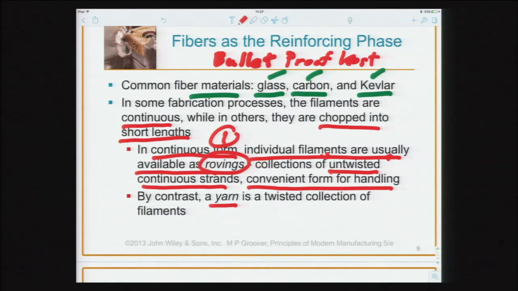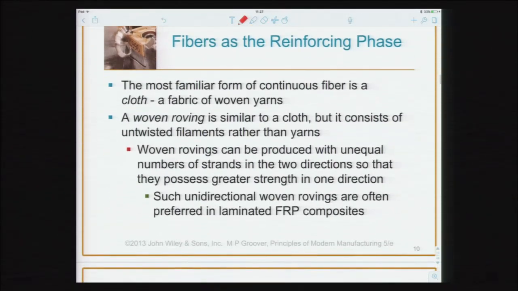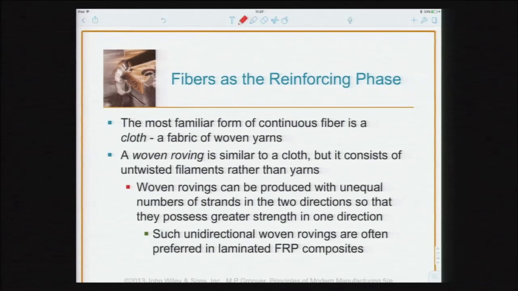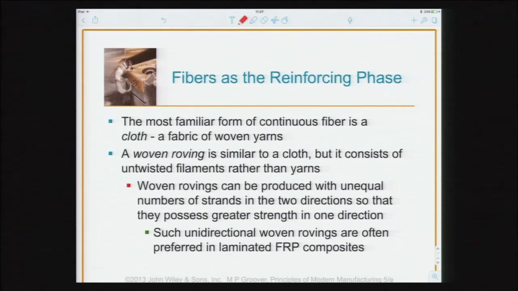By contrast, a yarn is a twisted collection of filament. The difference is the term twisted and untwisted. Okay, so if you use untwisted continuous strand, those fibers are called rovings. If you use twisted continuous strand, this form is called yarn, the second form. Alright, let's continue. Slide 10, still about reinforcing phase.